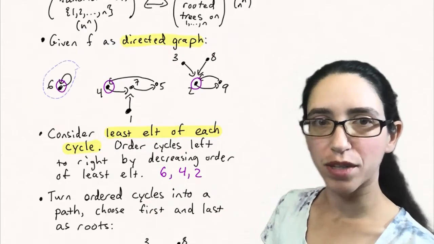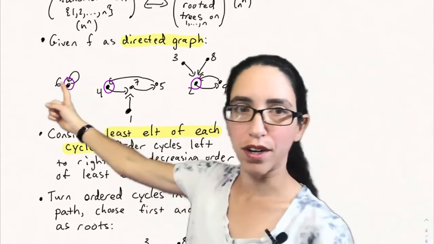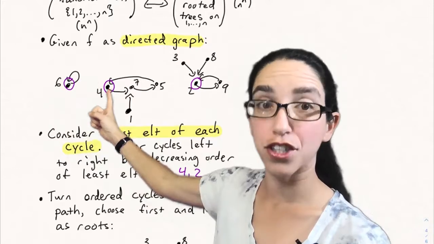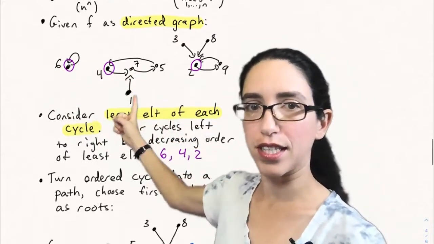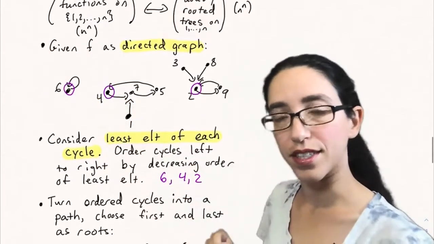Okay, so let's order them like this and line them all up where you start, and each cycle is going to start with the smallest element, and then you're going to list the other elements in order after that in the cycle.